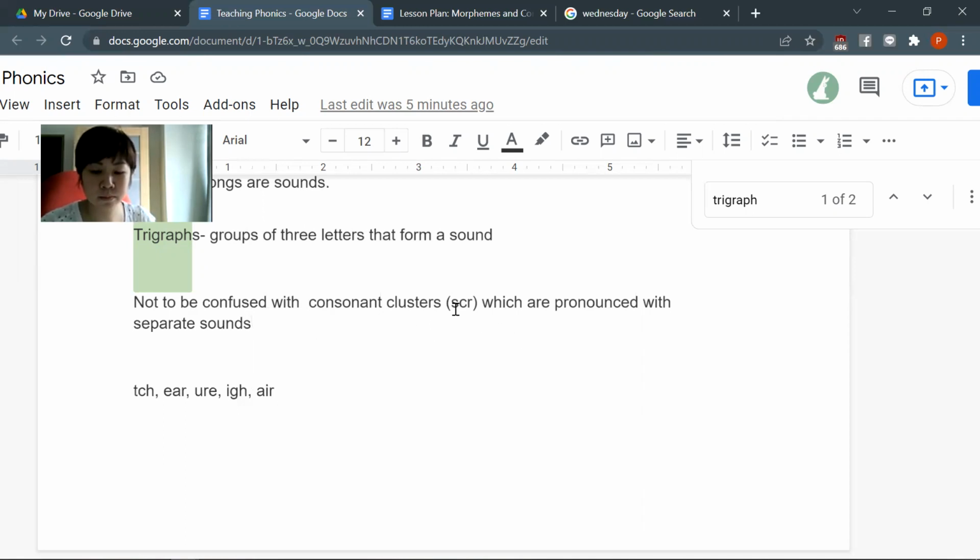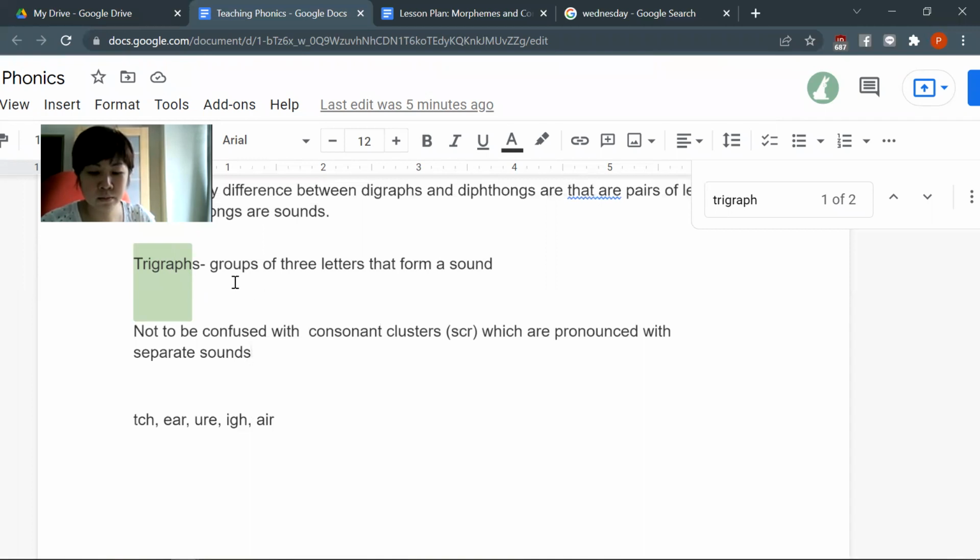So we have consonant clusters, which are separate from trigraphs. Then we have groups of 3 letters that form a sound, like TCH. You know that one? What sound does it make? Ch. It's always at the end in English, like hatch, scratch, itch, stitch. It's a t plus a ch, but it comes together to make more of a ch. The t is very subtle. You could probably just ignore it.